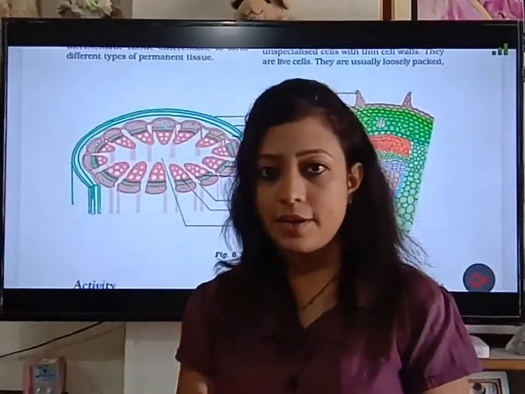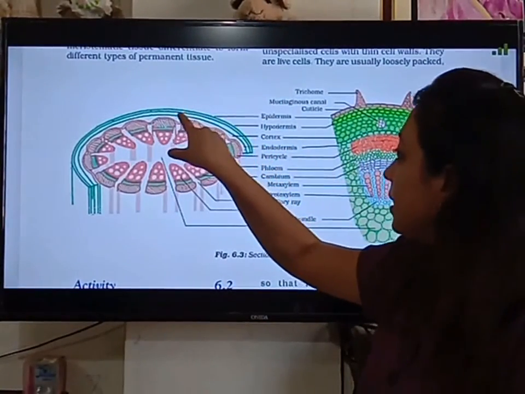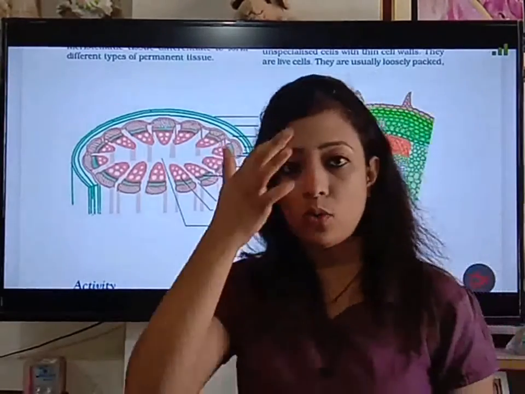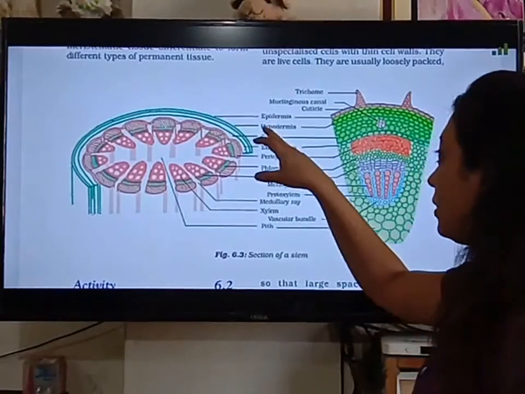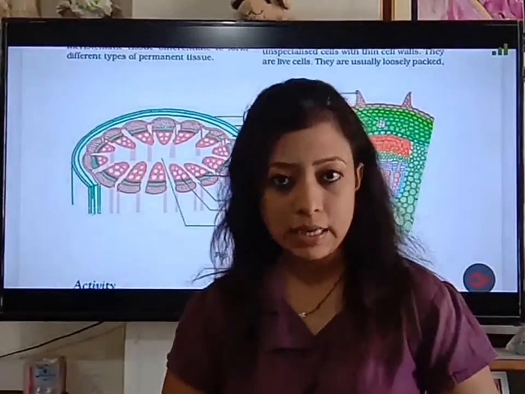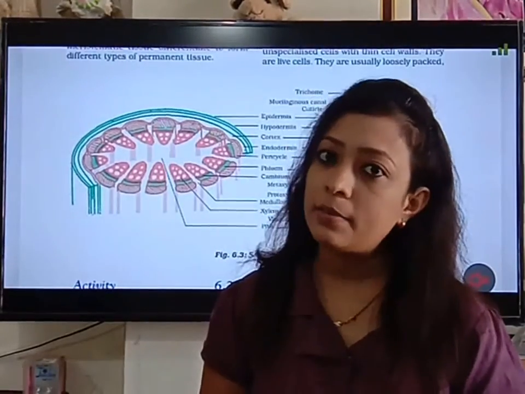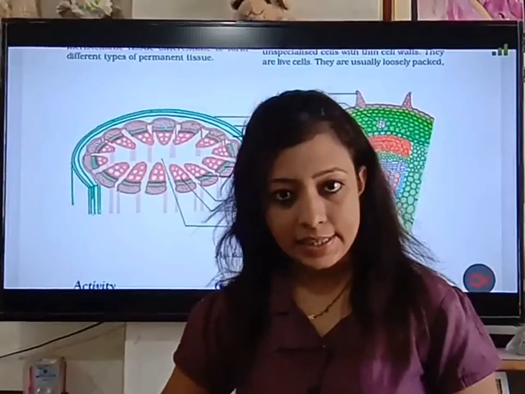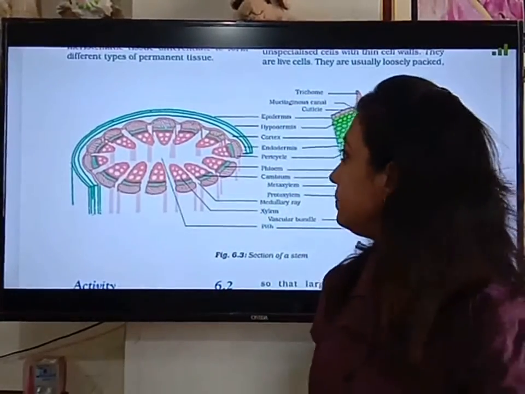Fine, children. Now just below this epidermis, below the epidermal layer, there is one more layer of tissue, and this layer of tissue is called, children, hypodermis. Now in this hypodermis, another type of tissue is located called collenchyma, which we are going to discuss in detail, what collenchyma actually is and what its function is.